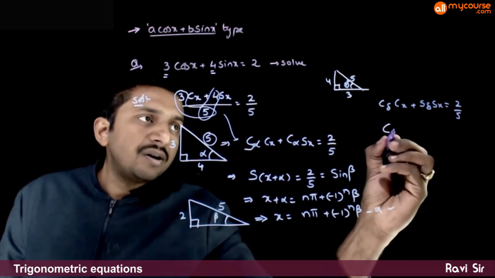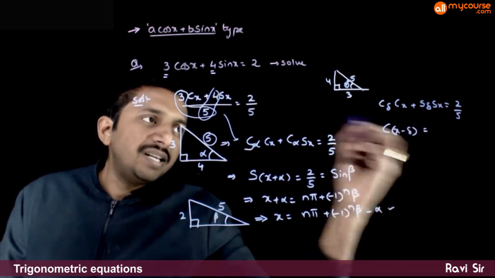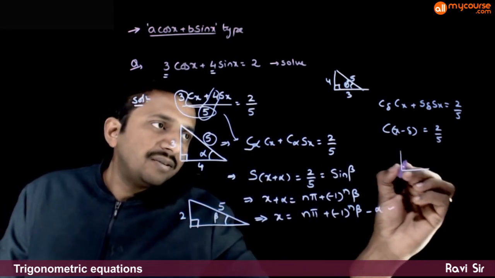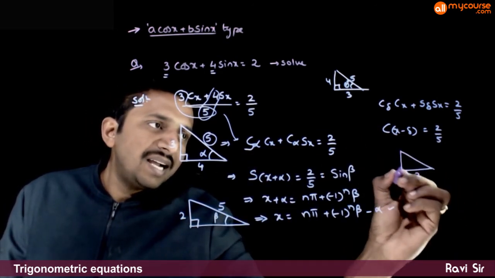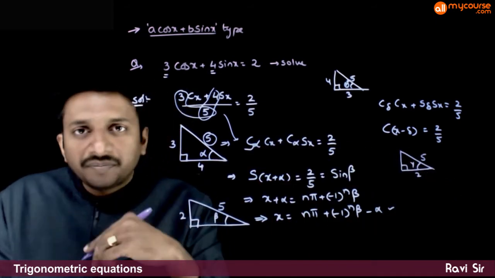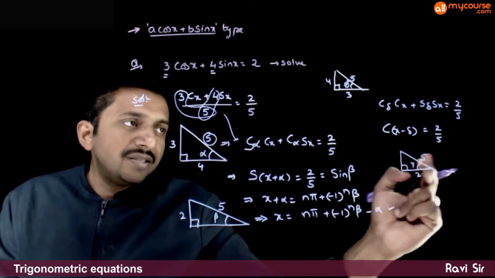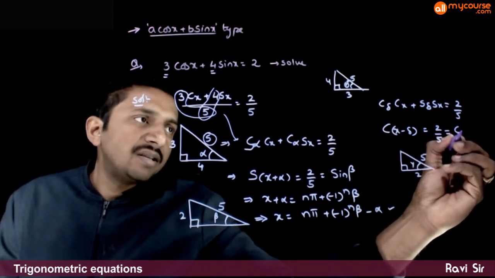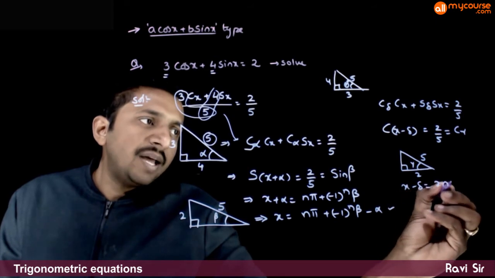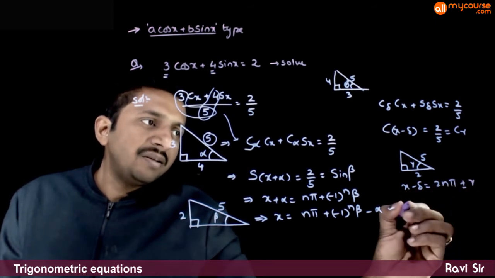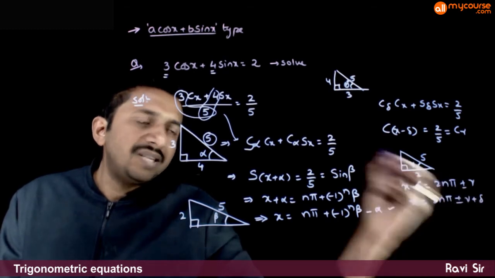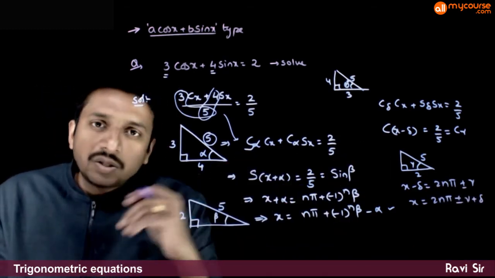So this is cos of a minus b, x minus delta is equal to 2 by 5. Now I'll draw a triangle whose this side is 2 and this side is 5. I'll consider this as gamma. So gamma is an angle whose cos is 2 by 5. So 2 by 5 can be written as cos gamma. So x minus delta is equal to 2n pi plus or minus gamma. x is equal to 2n pi plus or minus gamma plus delta. So this can also be done.